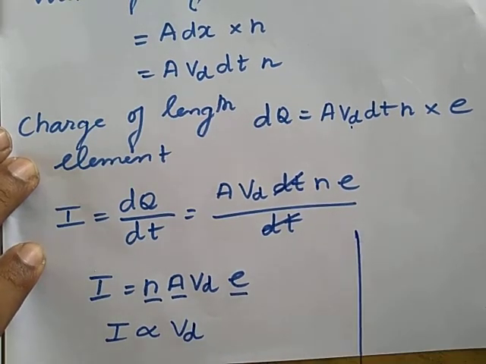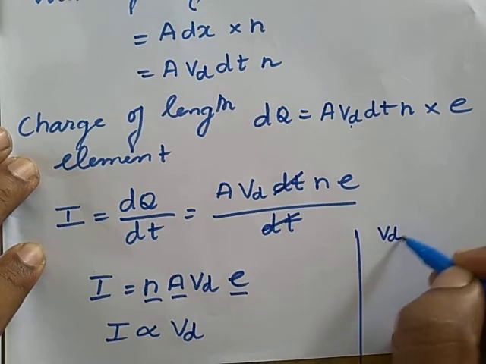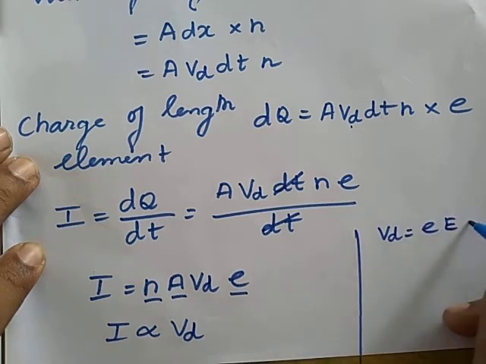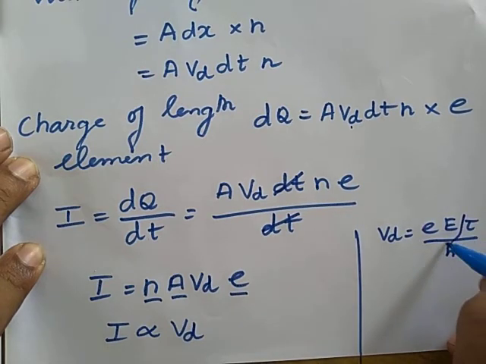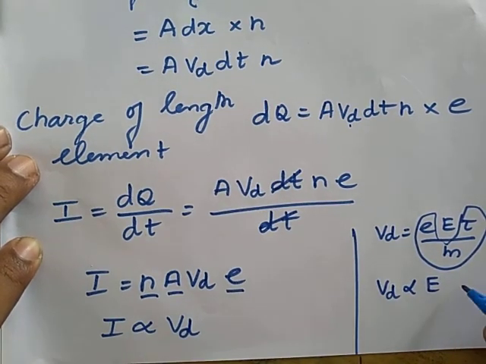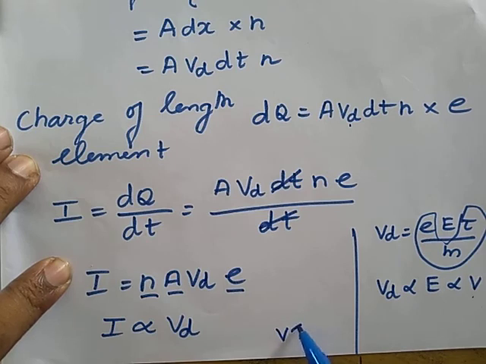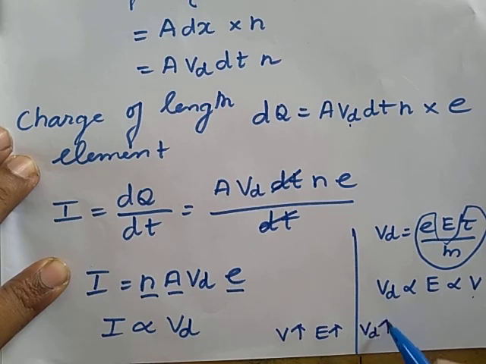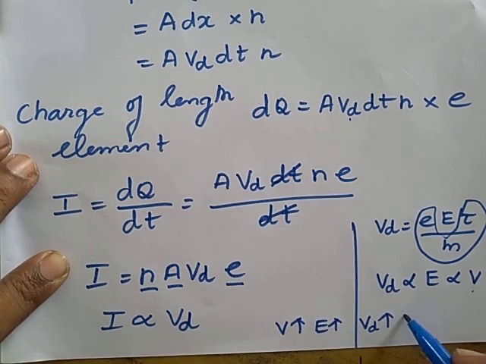We know drift velocity Vd is equal to e tau by m times E. These things are constant. Drift velocity is directly proportional to electric field. We know already electric field is directly proportional to potential difference V. If potential difference increases, electric field increases. Electric field increases, drift velocity increases. Drift velocity increases, current also increases.